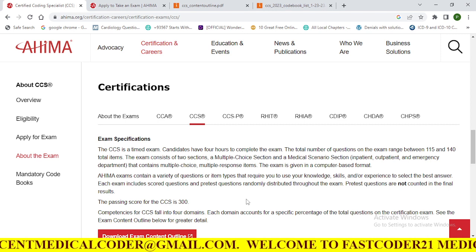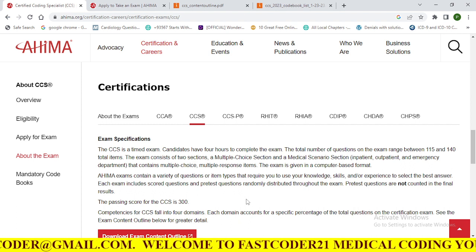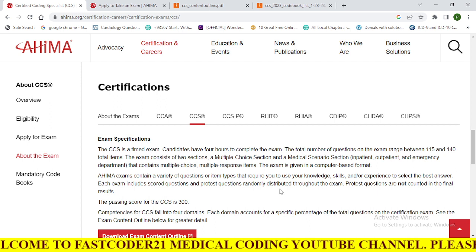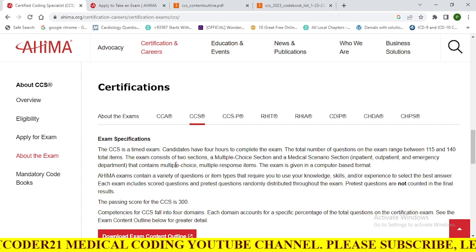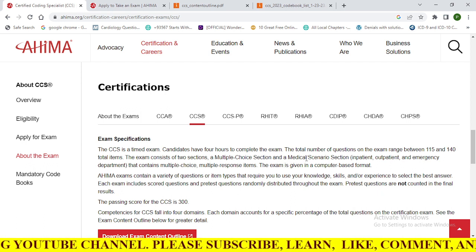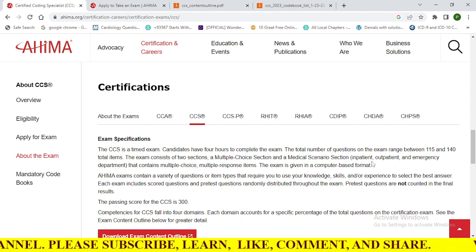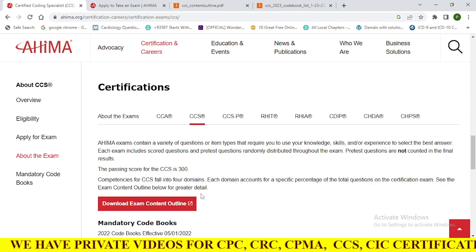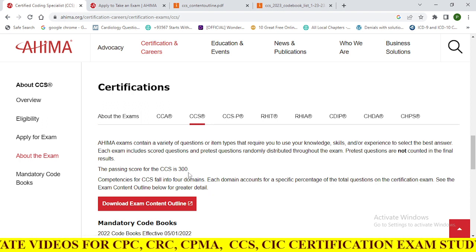So now we will learn the exam specifications. Basically, all of us know the CCS exam is a timed exam. We need to complete this exam in 4 hours. The total number of questions will be 115, with 140 total items. This exam consists of two sections: one is the multiple choice section and the second is the medical scenario section. In the medical scenario section, you need to handle inpatient, outpatient and emergency department case scenarios. The passing score for the AHIMA CCS exam is 300.